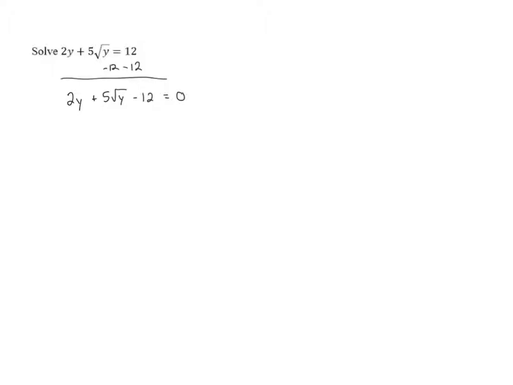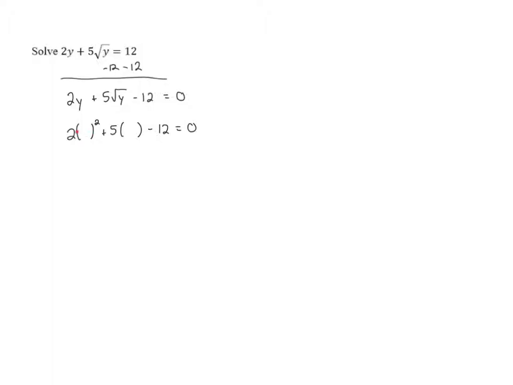And now we have something that we can use a substitution to convert into a quadratic equation. So we're going to want this to be in the form 2 times something squared plus 5 times something minus 12 equals 0. And then we need to figure out what to put inside the parentheses so that the new equation is equivalent to the original one.